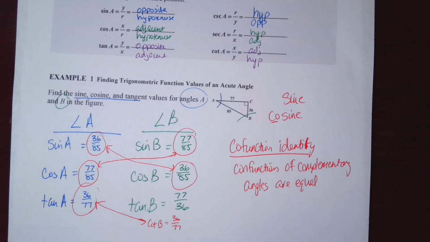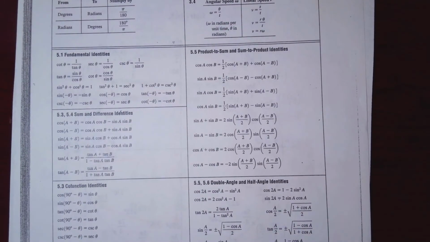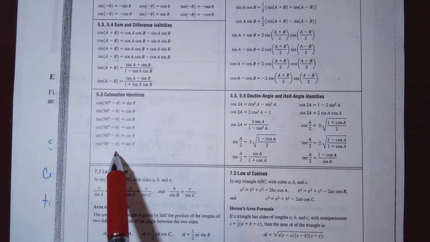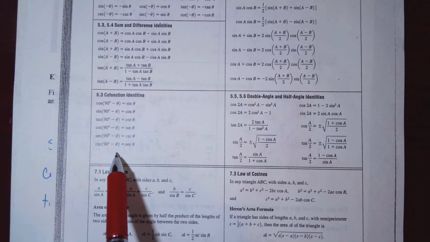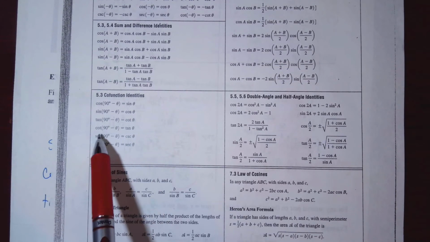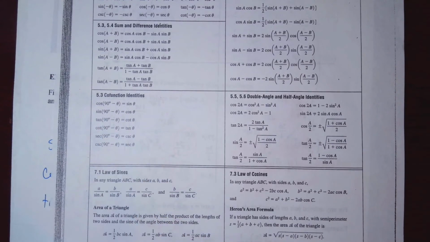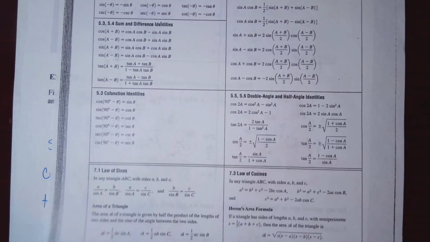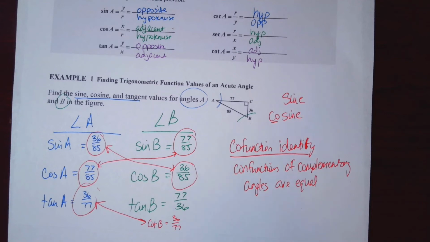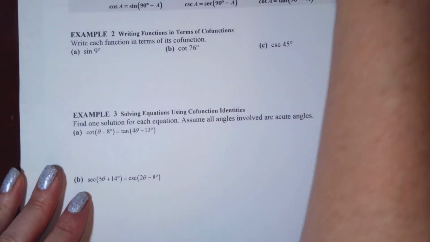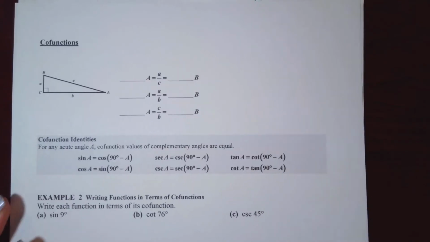Now back to your identity sheet. The cofunction identities, we're going to focus on them a great deal in Chapter 5. Here's my cofunction identities set up, showing which functions are cofunctions. If theta is one angle, 90 minus theta is its complement. Okay, let's look at the next page and do a little bit of application of this. First we're going to get it defined, and then we'll do a little bit of application.